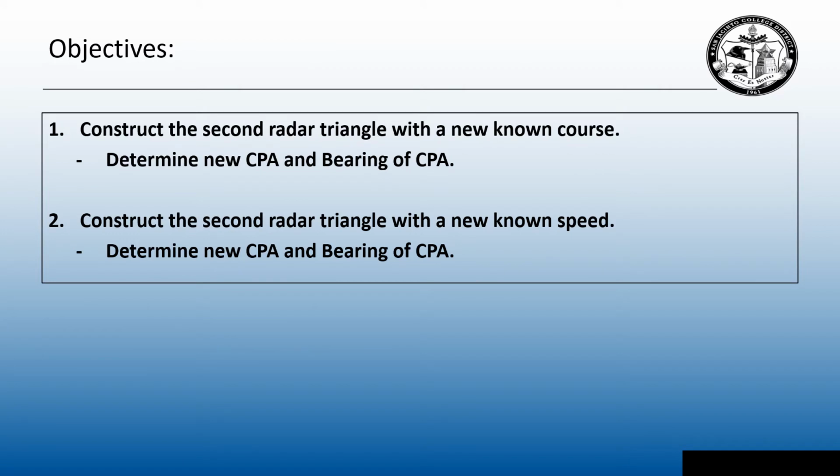The objectives of this course are, at the end of this presentation, you will, 1, be able to construct a second radar triangle with a new known course, then determine a new CPA and bearing of CPA. Second, you'll be able to construct the second radar triangle with a new known speed, then also determine a new CPA and bearing of CPA.